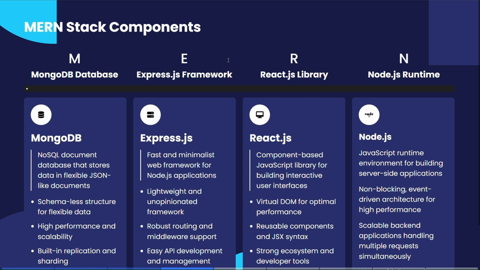Now, let's look at the heart of MERN stack. Meaning the four main components, in which M stands for MongoDB. It is a database which stores all our data. It is a NoSQL database. What is a NoSQL database? It means the data is stored in JSON-like documents, not traditional tables. It is flexible, high performing, and supports advanced features like replication and sharding for handling large amounts of data.